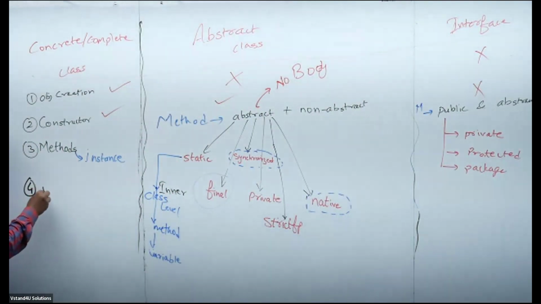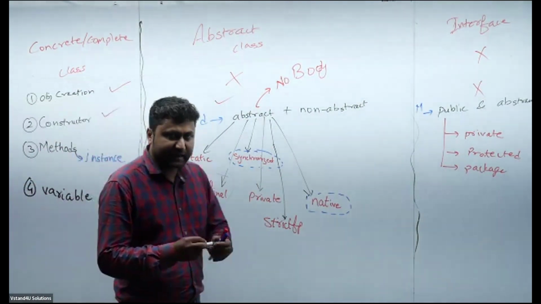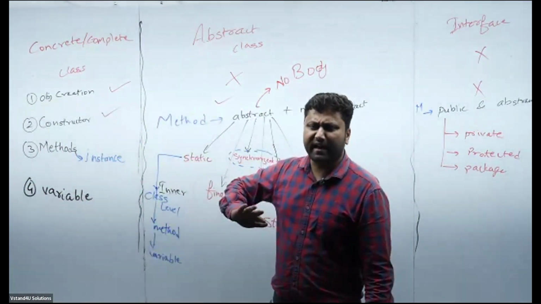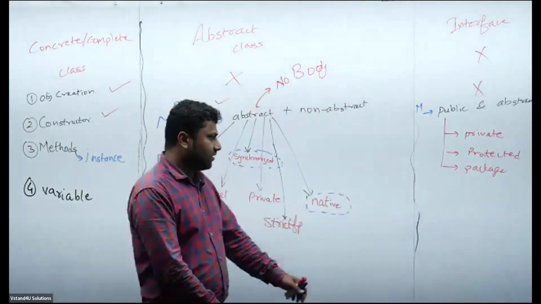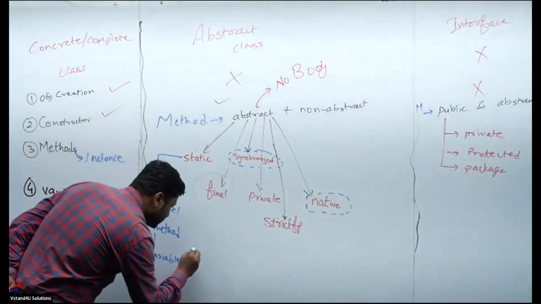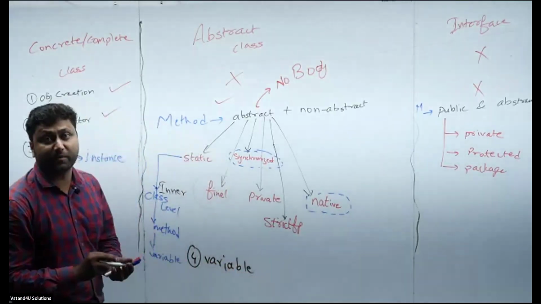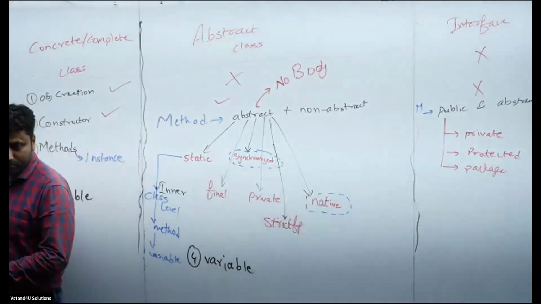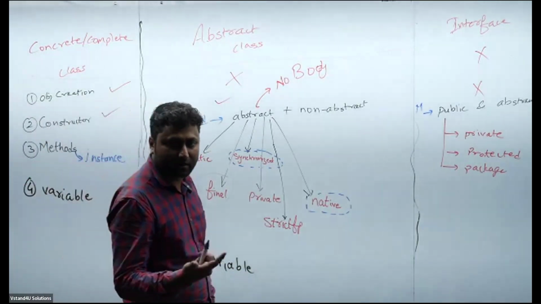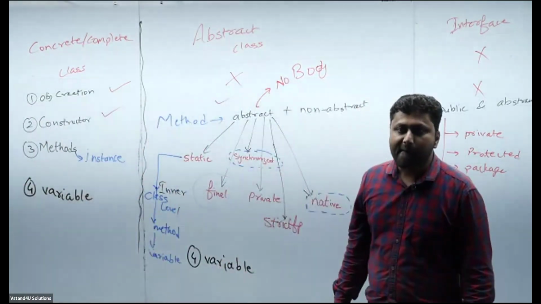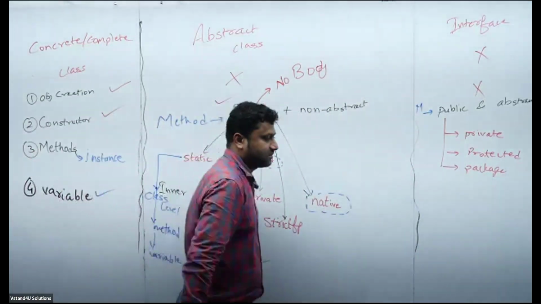Fourth one, variables. Can variables be there, yes or no? In a concrete class, you can write any type of variable. But in an abstract class, all the variables must be... come on. Any type of variable can be there in both the classes.